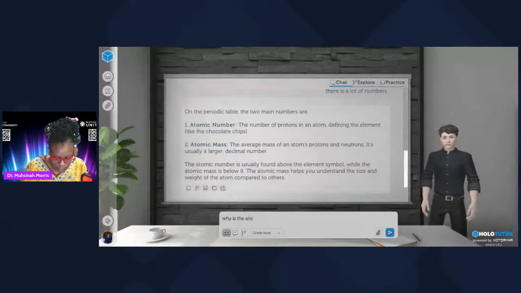Why is the atomic number not a decimal, but the atomic mass is?